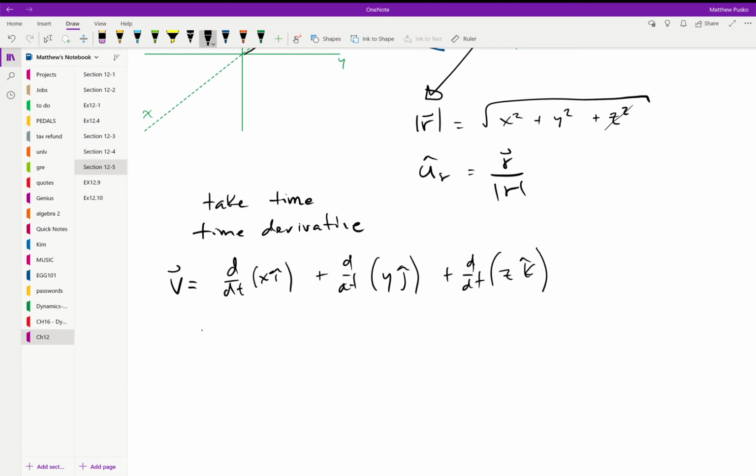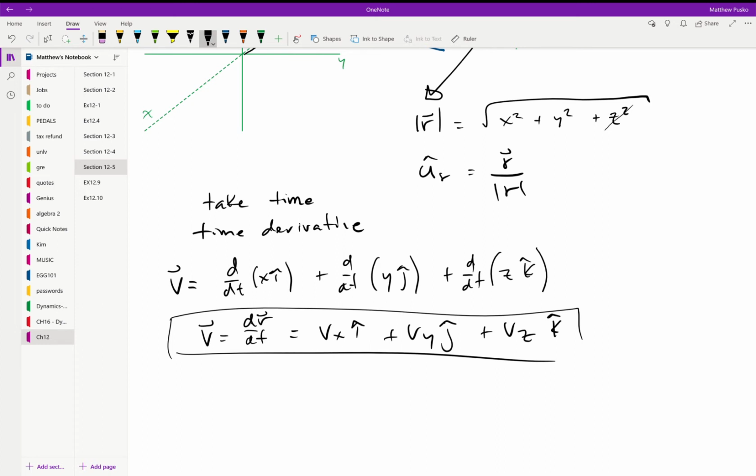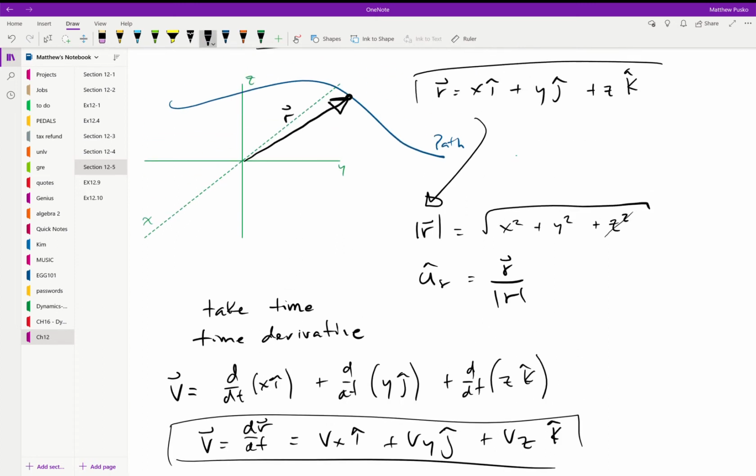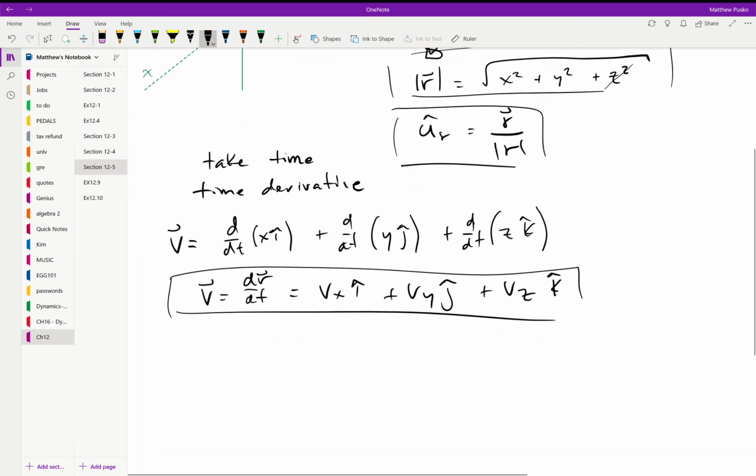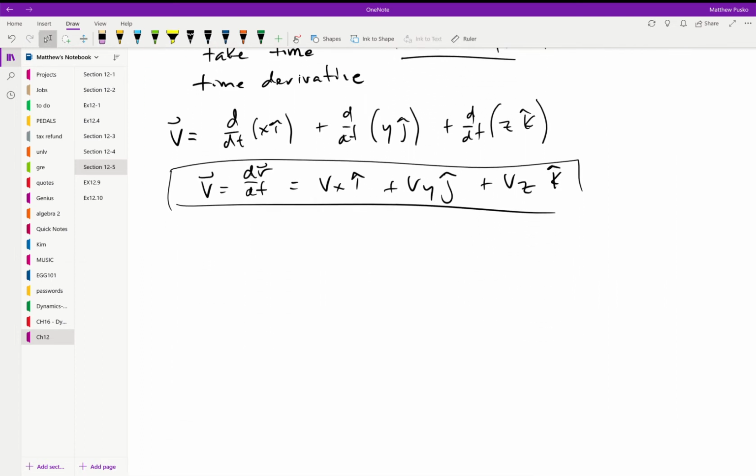We can then say that the velocity is equal to dr dt, and it has some velocity in the x direction, some velocity in the y direction, and possibly also some velocity in the z direction. So we need these. That was important. That should all be reviewed though, except for maybe the velocity part. But all we did is take the time derivative.